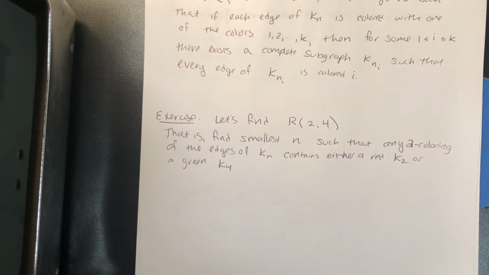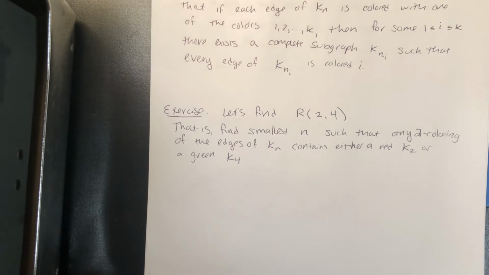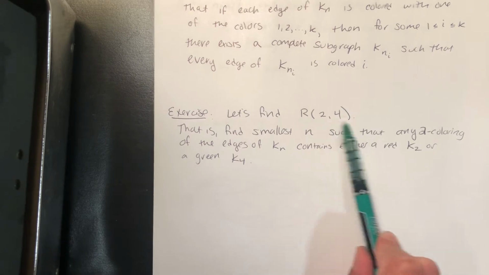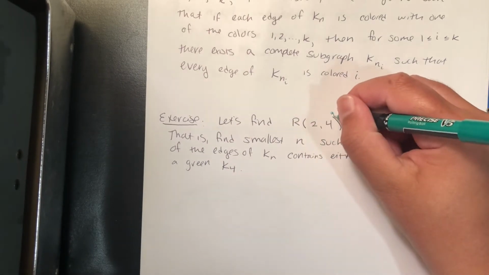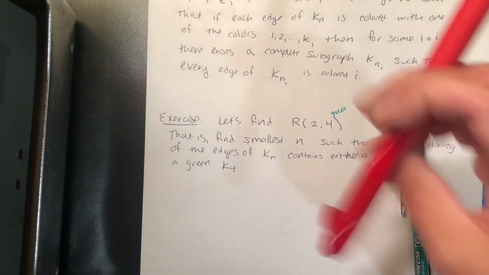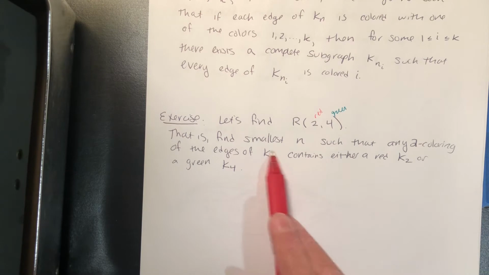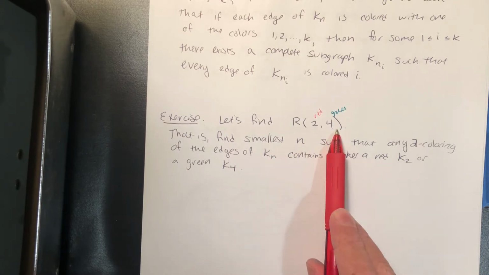Let's return to our conversation about Ramsey theory to try to find R24. So remember, when we try to find the Ramsey number R24, what we're looking for is the smallest n such that any two coloring of the edges of Kn, coloring the edges red or green, is guaranteed to contain either a red K2 graph or a green K4 graph. So we're looking for a green K4 or a red K2, and we want to be sure that every coloring of Kn is guaranteed to contain either a red K2 or a green K4.